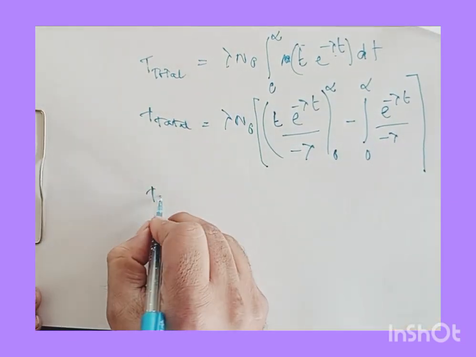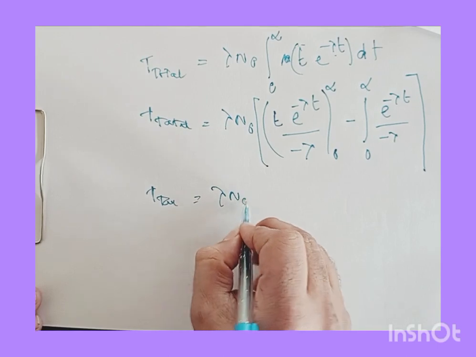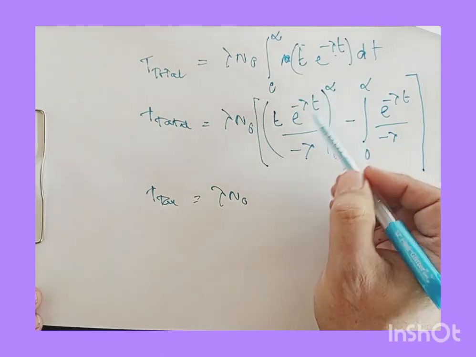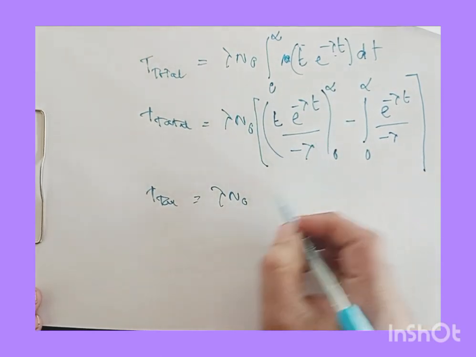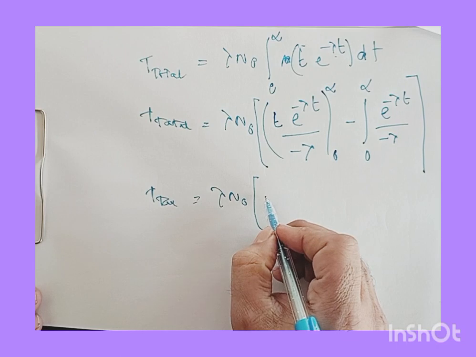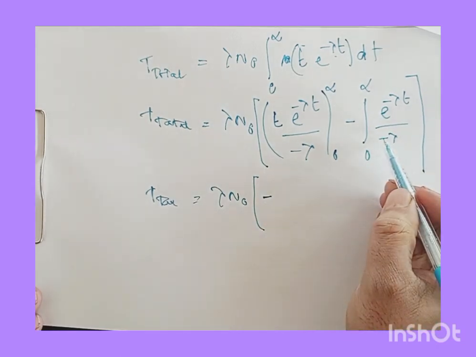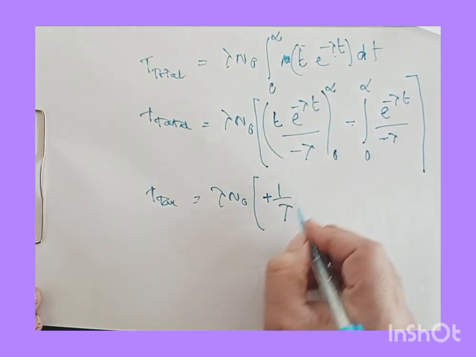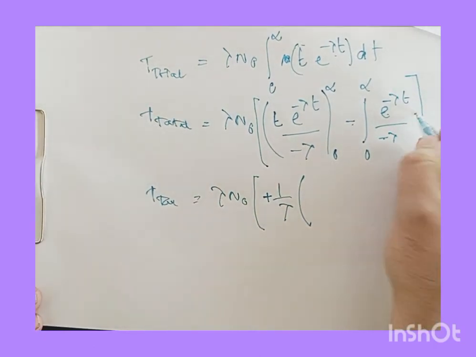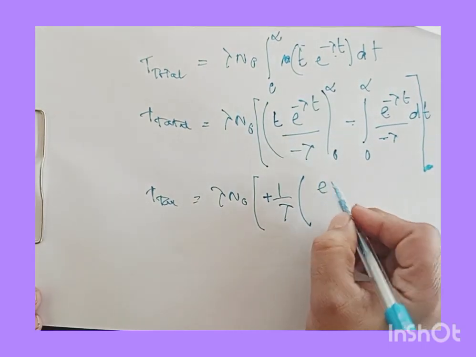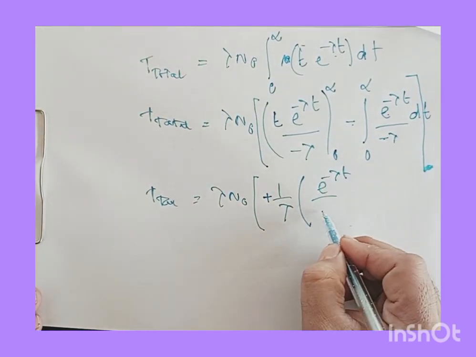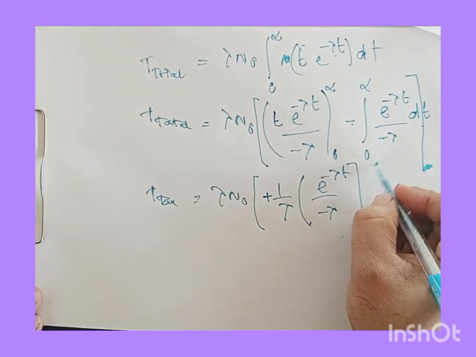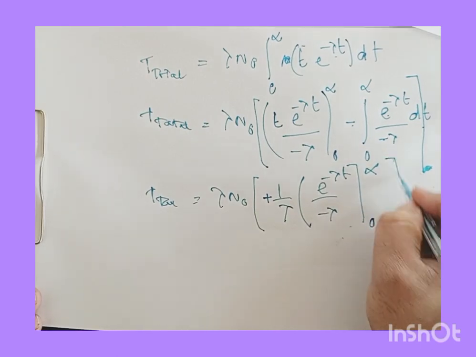Okay, so T total here is lambda N naught times. Now this first term is immediately equal to 0, because at infinity you will have 0 and this whole term is going to die. So what we will be left with is minus, and minus minus will make it plus. So lambda is out. Inside I have to integrate again with respect to time. So it will again be e to the power of minus lambda t by minus lambda, and the limits of integration will be 0 to infinity.